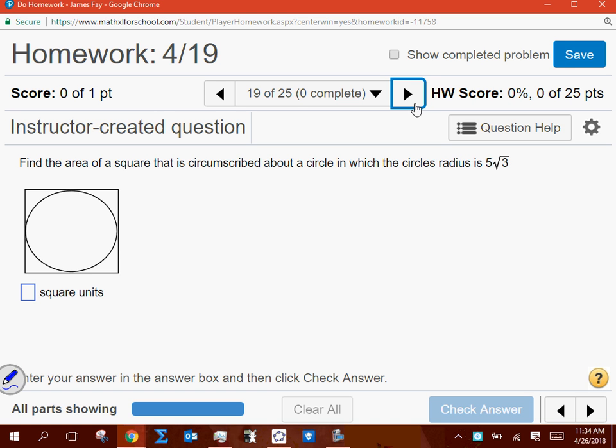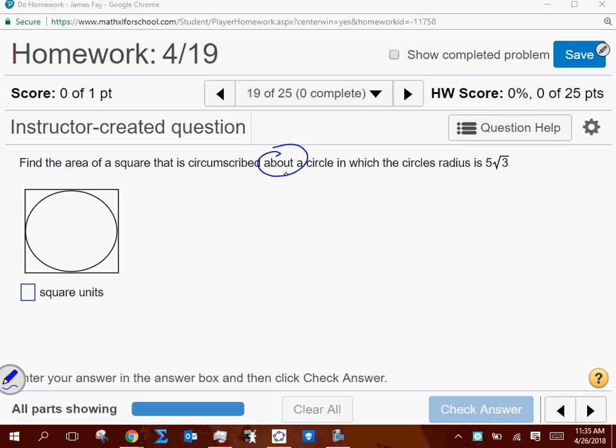Here it says find the area of a square that is circumscribed about a circle. Okay. The circle's radius is 5 radical 3. Probably on a test or a quiz, I'm not going to give you the picture. Okay. So we got to know what circumscribed means, and which shape is circumscribed. Okay. So the square is about the circle.